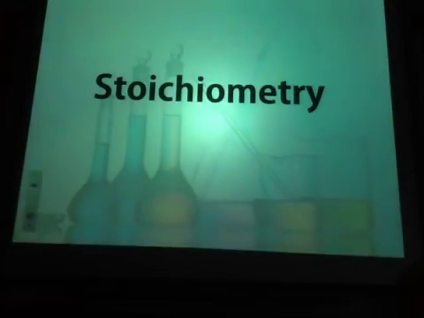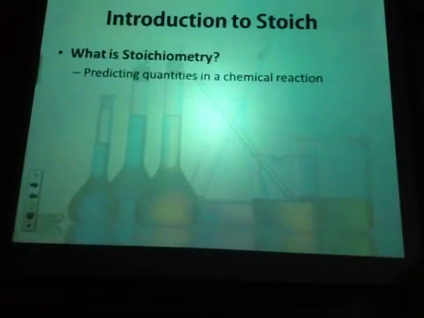Okay, so what is stoichiometry? Let's define it before we talk about how we use it and do a calculation. It's just predicting the quantities in a chemical reaction. So if I'm a chemist and I'm trying to make some chemicals, if I want to produce so much of it, how much do I need to start with?